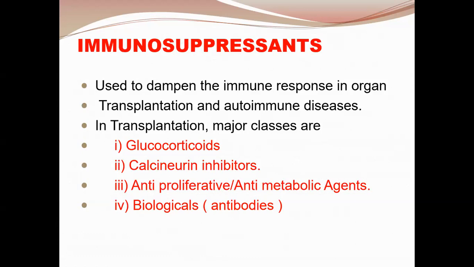In transplantations, the major classes of drugs available are the glucocorticoids, the calcineurin inhibitors, the anti-proliferative and anti-metabolic agents, and number 4, the biologicals, which are called antibodies. Okay, so the 4 groups of drugs are the corticosteroids, the calcineurin inhibitors, anti-proliferative or anti-metabolic agents, and the biological agents, which are nothing but the antibodies.